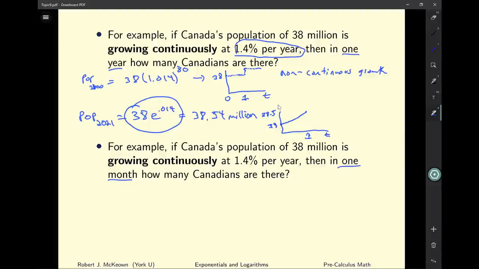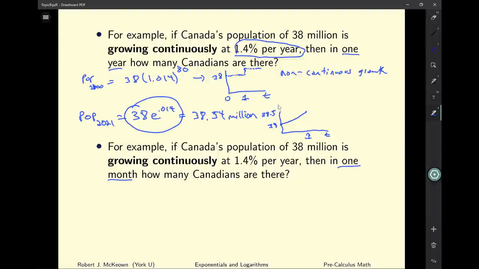Because of course, every day in Canada, people are being born, people are dying, people are emigrating, people are immigrating, and that's causing the population to change every day, or every hour of every day, every minute of every day. Maybe even down to the second. Of course, some seconds might be 0, but that's the idea of continuous growth. You can break it down to as small an amount of time as you want, an infinitesimally small amount of time.